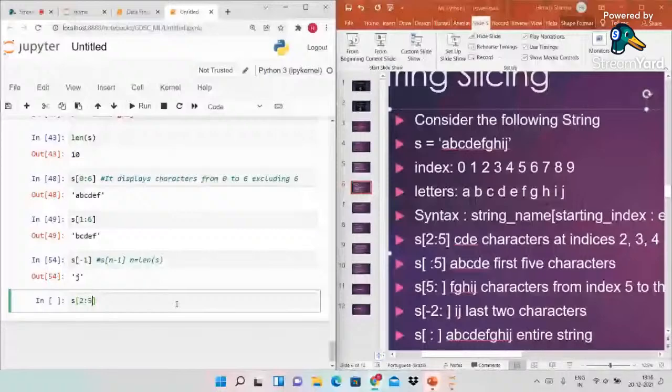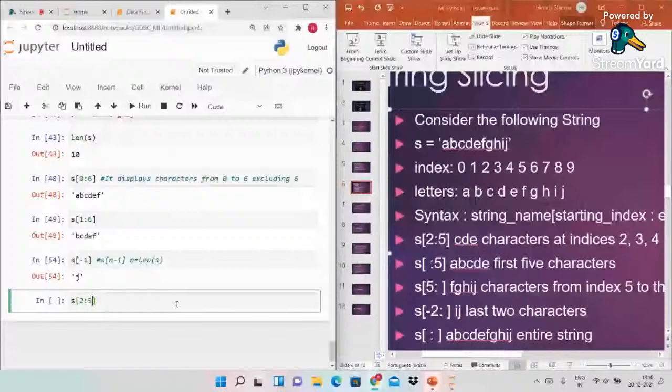And now we have S[5:], nothing. I also mentioned this. If you do not mention anything, it is equivalent to N, which means the length of the string. That means it will go to the end of the string. It will just go on to the end. It will feel like, okay, you did not mention anything, I'll just go to the end. Okay?